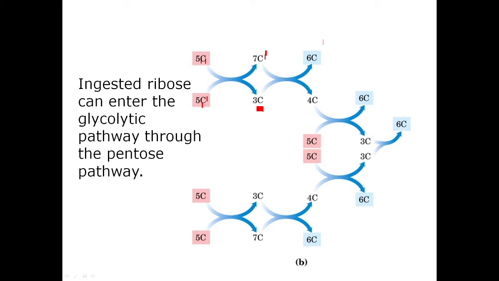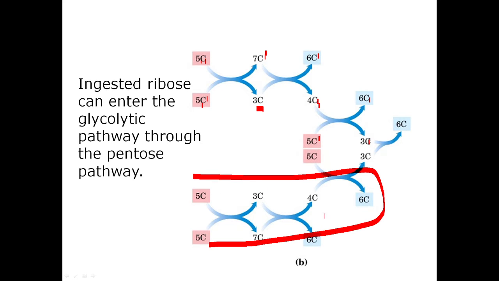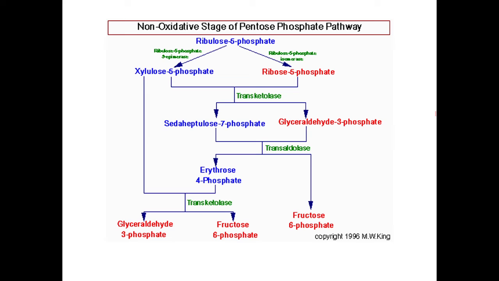Then 7 and 3 combining, we are getting 6-carbon and the 4-carbon sugar. And now 4-carbon and 5-carbon combining, we are getting 6-carbon and 3-carbon sugar. And the same reaction is happening here also. We are getting 6-carbon and the 3-carbon sugar here. Again, this 3-carbon can combine, we can get 6-carbon sugar here. So these are the non-oxidative phases.